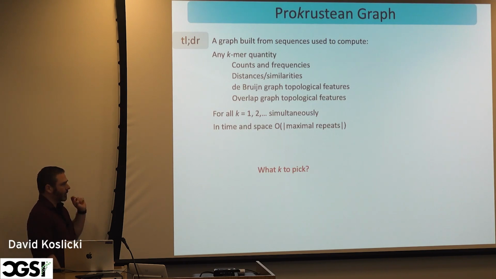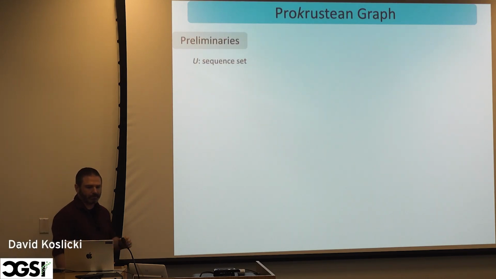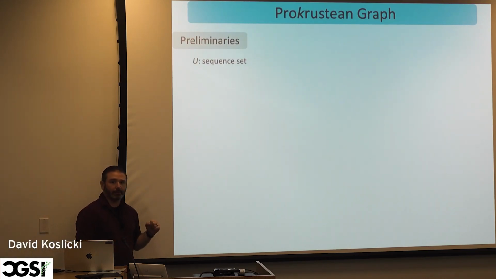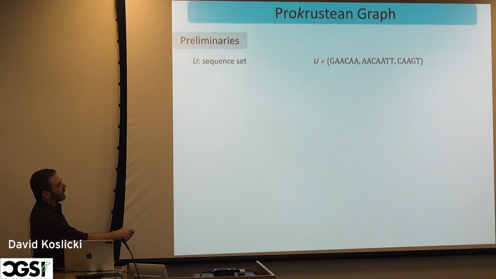Okay, so for this talk, what k to pick? Let's just make it easy and check them all. Okay, so what is the Prokrustean graph? A couple of definitions first off. U is going to be my set of sequences. These could be reads, these could be genomes, something like that. So here, in my running example, I'm going to have 3 sequences in my sequence set.